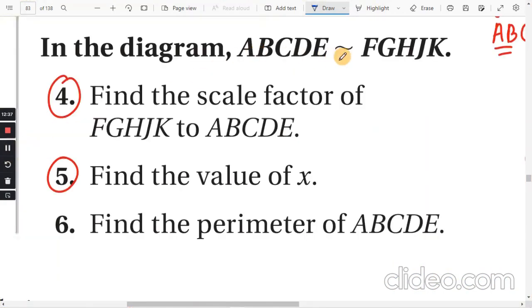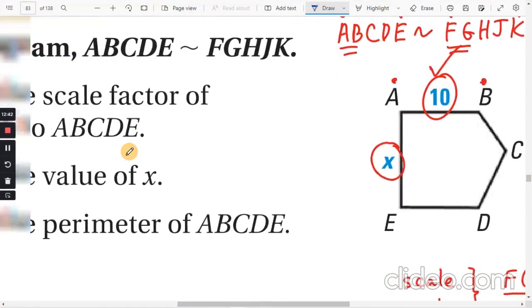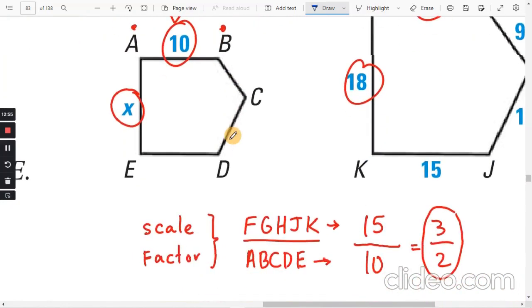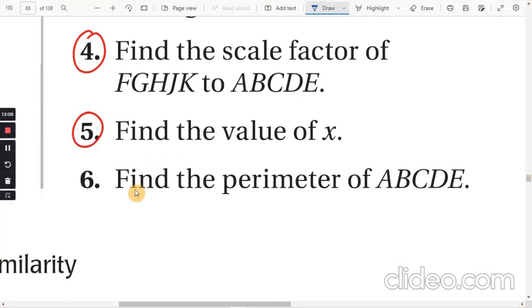So last time we were given 2 5-sided figures, and they gave us the similarity statement. They wanted us to find the scale factor with FGHJK in the numerator. So we did that last time. We put FGHJK in the numerator, and we found the scale factor to be 3/2. Now what they want us to do is to find the perimeter of ABCDE. So we are going to do this problem right now.